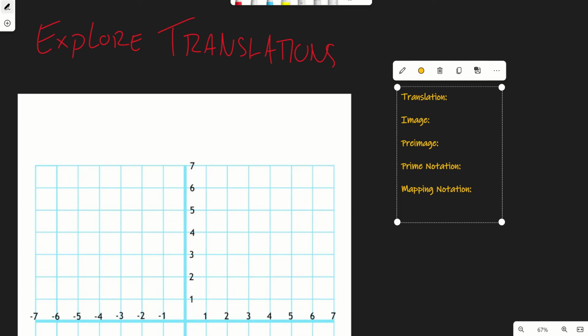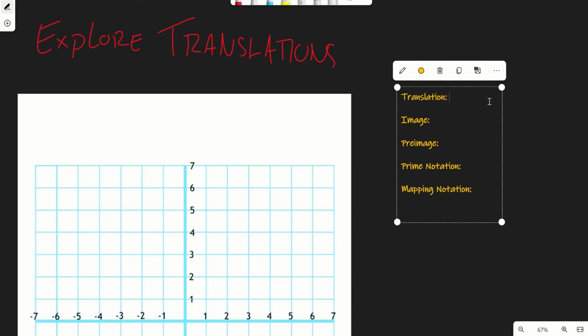We are getting into some translations today. Yesterday, we were talking a little bit about some transformations. Today, we are talking about translation. When we talk about translation, let's talk about what a translation is.